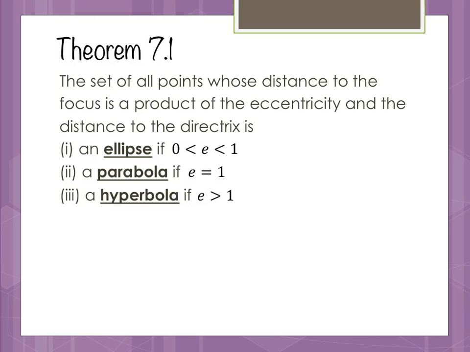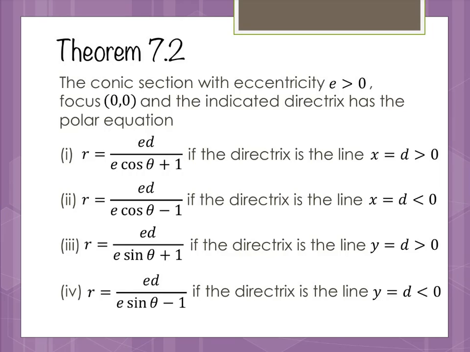All right, I've got one more theorem for you, and this is the theorem where you're going to have all the formulas that are probably going to end up on your note card. This is Theorem 7.2, and I'm going to just read through it with you, and then we'll talk a little bit about it. So if we have a conic section, eccentricity greater than 0, the focus is at 0, 0, and we'll talk about what happens when the focus is a little bit different a little bit later. And we have the directrix that's indicated below. And then we have these 4 polar equations.